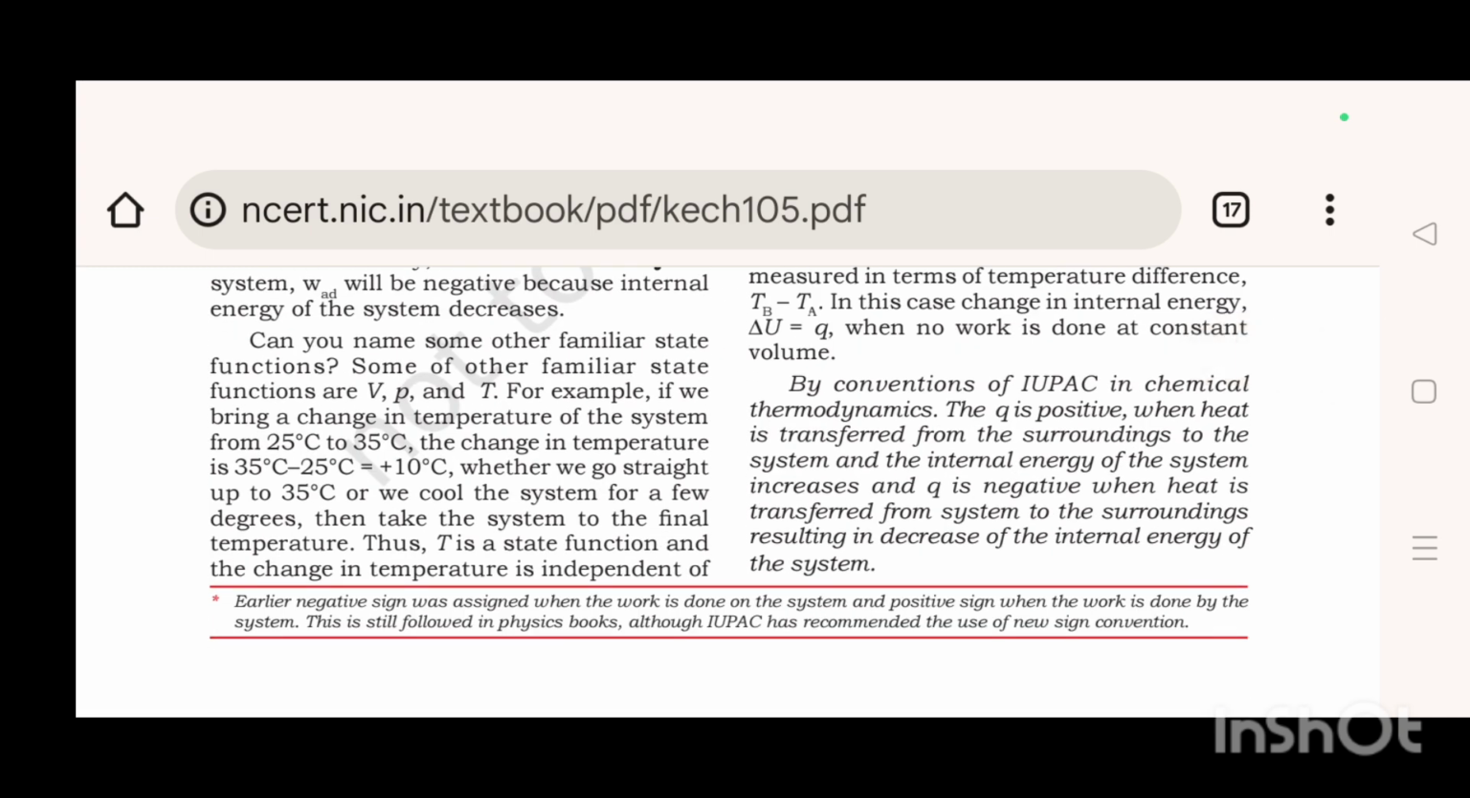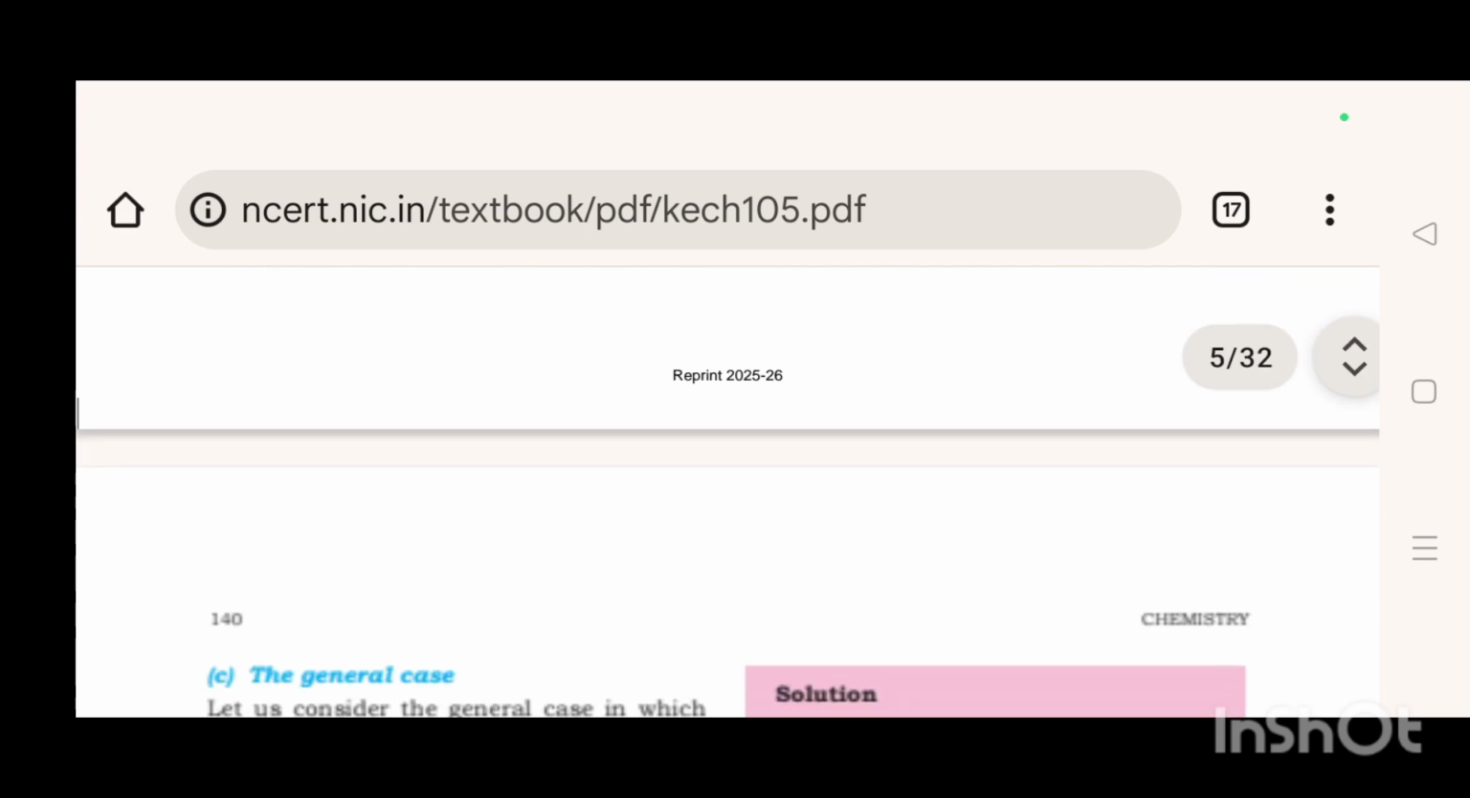By conventions of IUPAC in chemical thermodynamics, Q is positive when heat is transferred from the surrounding to the system and the internal energy of the system increases, and Q is negative when heat is transferred from system to the surrounding, resulting in decrease of internal energy.